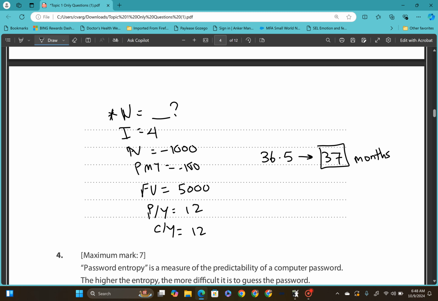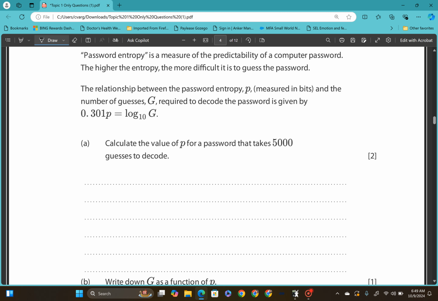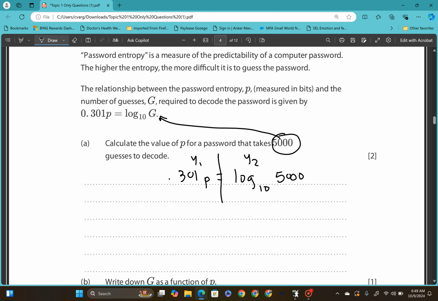All right. For this next one right here, this is also like going through and reading. So this is the number of guesses, which is G. So we're plugging in 5,000. So we have 0.301p is equal to log base 10 of 5,000. Again, you can plug this into the calculator, plug this into y1, plug this into y2, and see where they meet.